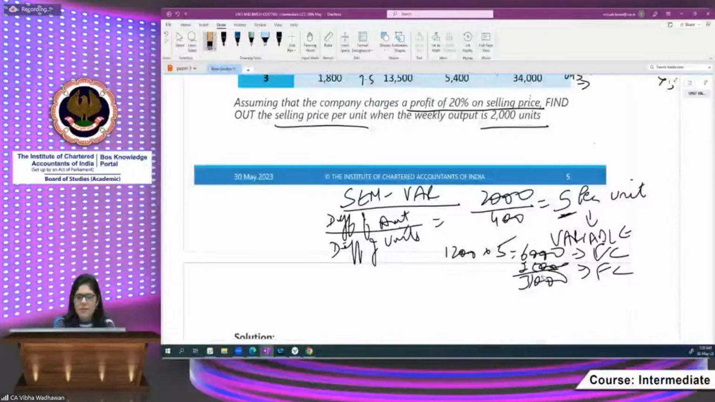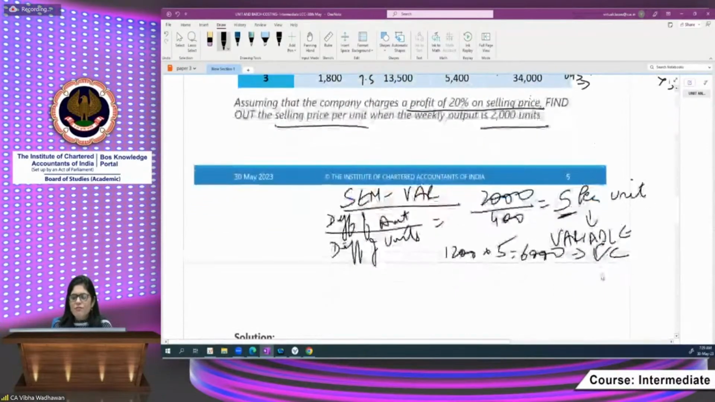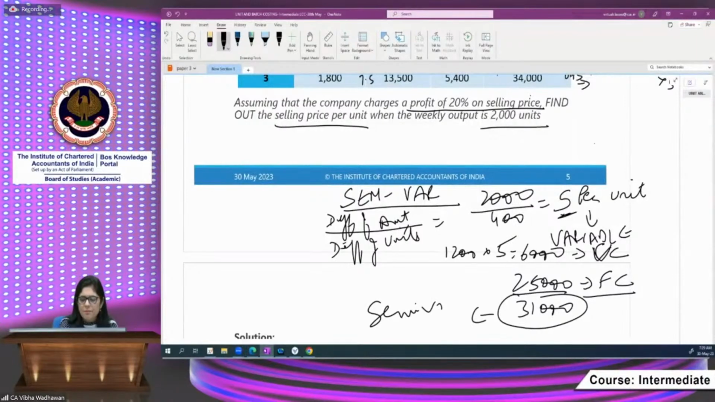Let me explain again so that you understand it better. Students, we have found 5 per unit. This is the variable portion in the semi-variable. Clear? So the units in the first case were 1,200 units. So 1,200 into 5 was 6,000. That is variable cost. Total semi-variable is 31,000. So that means the balance 25,000 is fixed cost. So variable cost and fixed cost, and this was semi-variable. Clear?